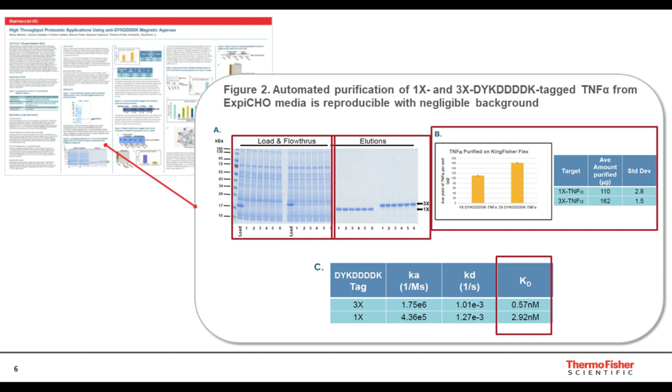The load, flow-throughs, and elutions were evaluated by stained SDS-PAGE in panel A. The left side of the gel shows minimal to no protein remaining in the flow-throughs, indicating efficient capture. The right side of the gel shows single equivalent bands of eluted protein with no background.